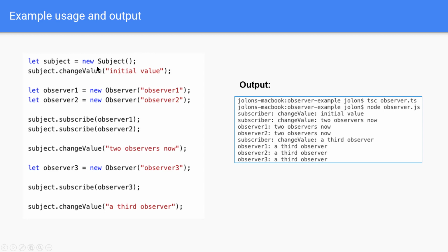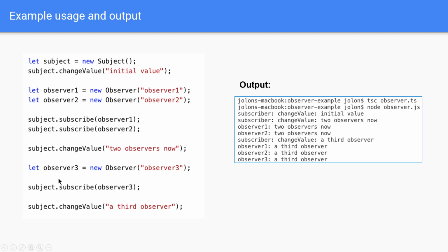So here a subject is created and the data is changed to an initial value. The two observer objects lodge their interest in the subject by subscribing with the subject so that they can get notified of any data changes with that subject. Here, the two observers do their subscribing. The subject updates its data.